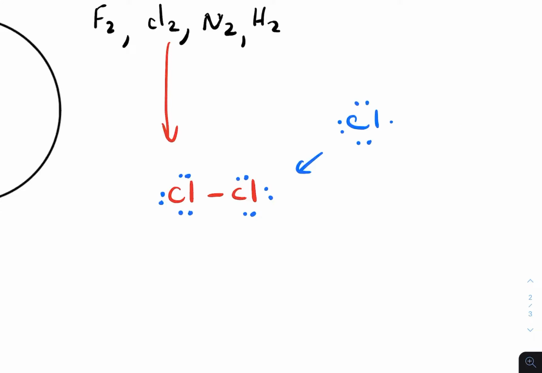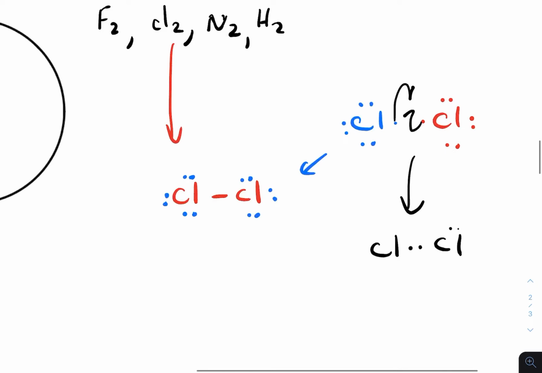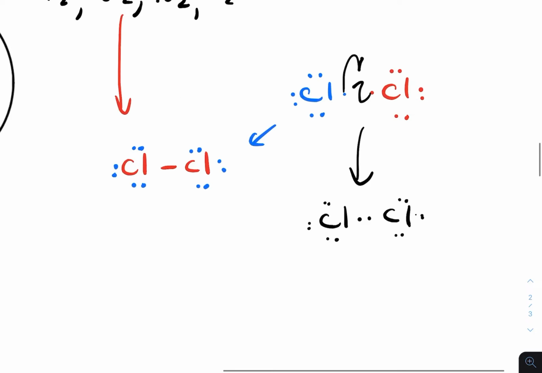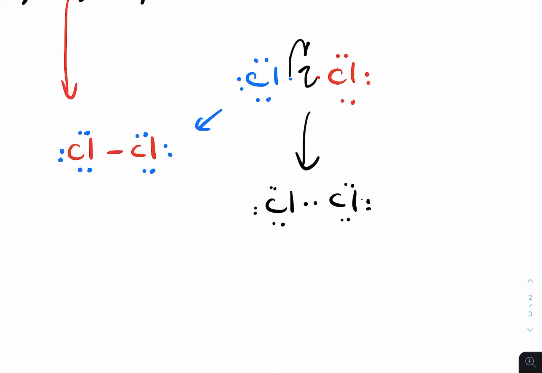Actually, let me draw this out in another color so I can show you. What I'm about to do is really how it comes together, with a single-headed arrow, a single arrow, coming together, and then they're forming this, right? And then this looks like this, right?